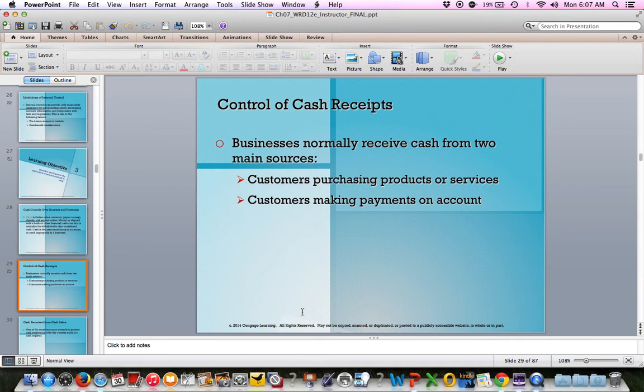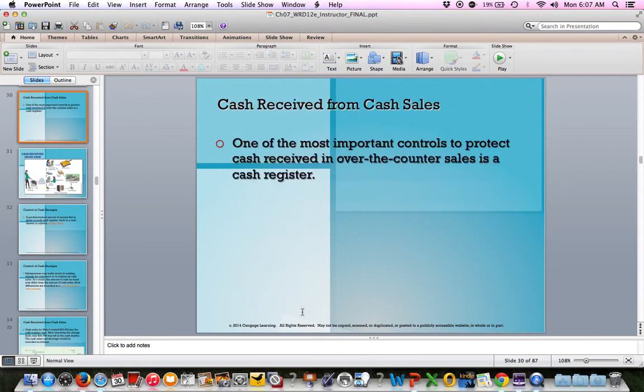So let's talk about controls over cash receipts, right? So cash comes into a business typically two ways. Customers purchase products and services from us, and they make the payment immediately, or we provide our good or service to the customer and they pay us later on, basically on account. So we deliver the good or service now, they pay us back later.